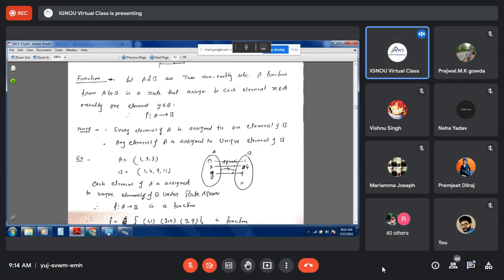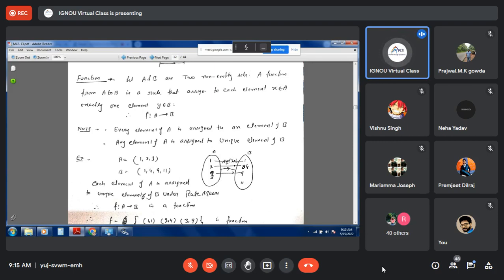Now see, according to the rule, square. 1 square is 1, 2 square is 4, 3 square is 9. As in the case of the mirror there is the law of reflection, here our rule is square. Is it a function? Yes, it is a function. How? See, every member of A is assigned to some member of B under the rule square.